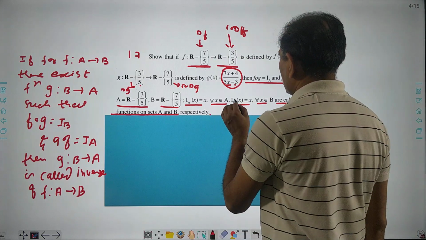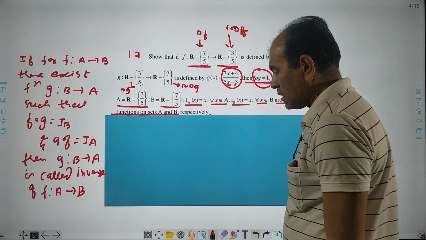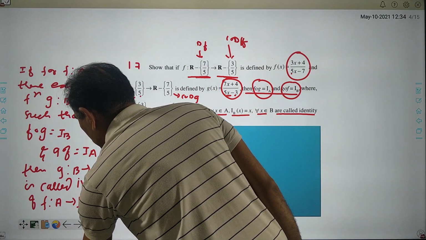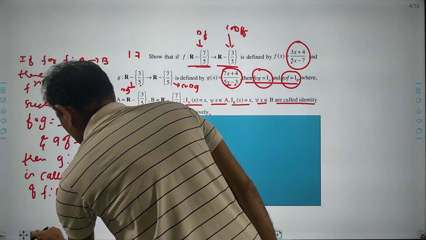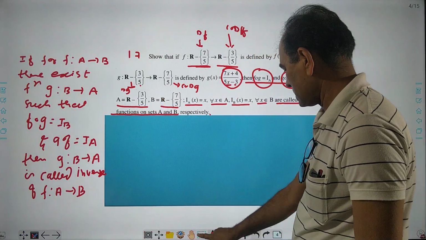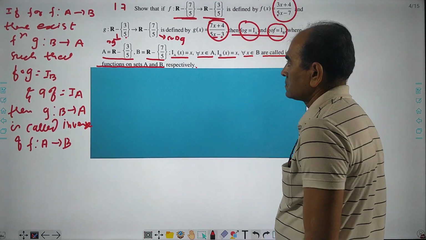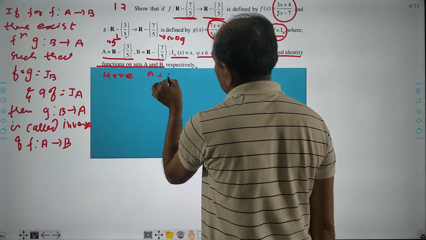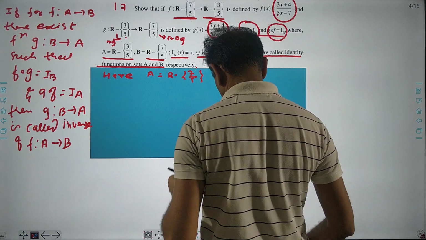Now here what we want to see is that f of g is equal to I and g of f is equal to I. Clear? So let us see that. Now see, here A is equal to R minus 3 by 7, sorry, 3 by 5.